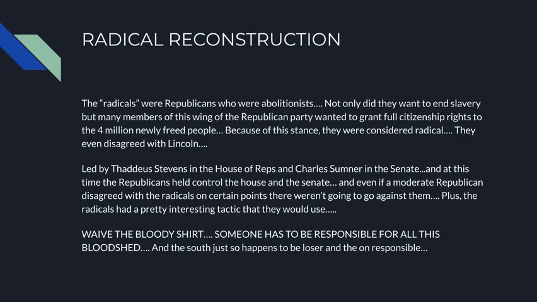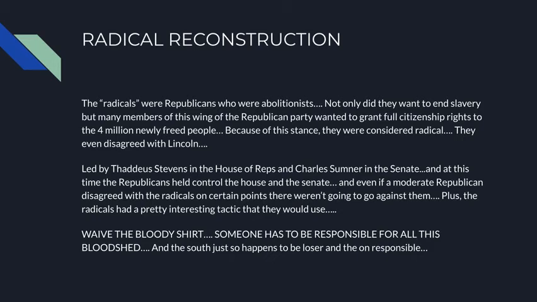Plus, the radicals had a pretty interesting tactic that they would use to make sure that the moderate Republicans and the people, for that matter, would not go against them. And it was this idea of waving the bloody shirt. Someone has to be responsible for all this bloodshed. Someone has to be responsible.